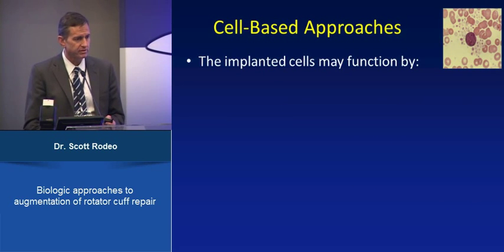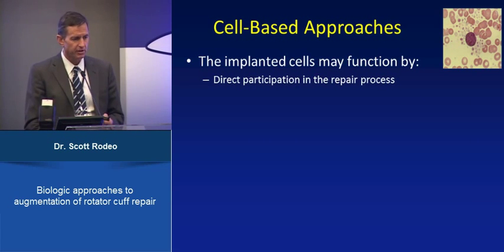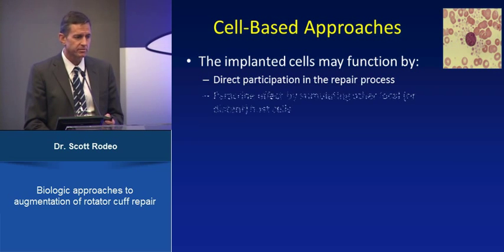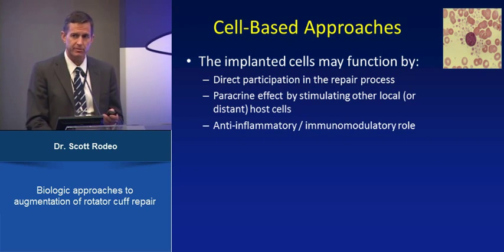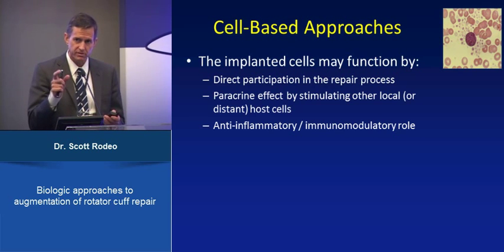With cell-based approaches, the implanted cells may function in one of three ways. Cells may directly participate in the repair process. The cells themselves may have a paracrine effect by stimulating other local or distant cells. And lastly, implanted cells may have an anti-inflammatory effect. Cells can work in any of these mechanisms.